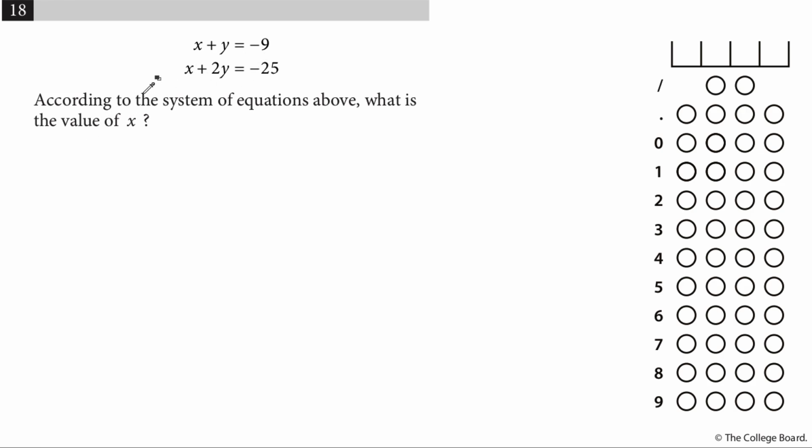I'm going to be a little bit smart about this. I want to find the value of x. That means if I can get rid of the y's, then I'm going to be done. I'm not going to have to find both variables. I just need x. And so I will multiply this first equation by -2 so I can get rid of the y's straight away. So I would have negative 2x minus 2y equals positive 18. And this one I will rewrite as is: x plus 2y equals negative 25.